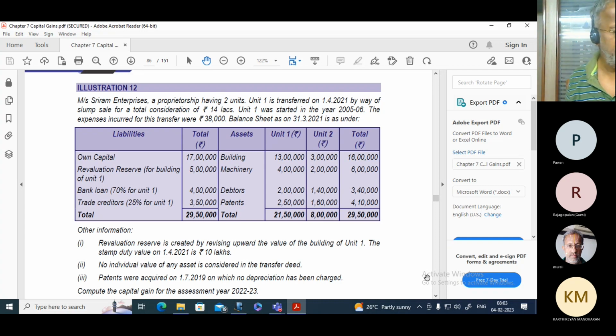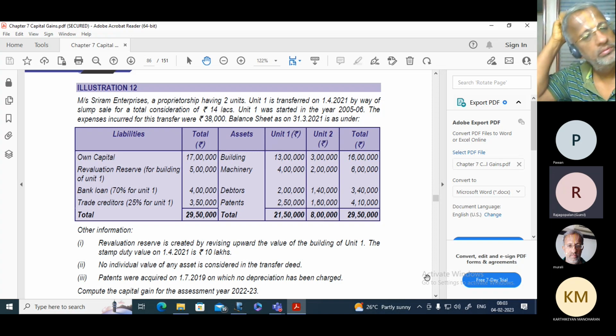Yes. Rajagopalan, can you read? Mr. Sreeram Enterprises, a proprietorship having two units. Unit 1 is transferred on 1/4/2021 by way of slump sale for a consideration of rupees 14 lakhs. Unit 1 was started in the year 2005-6. The expenses incurred for this transfer were rupees 38,000.